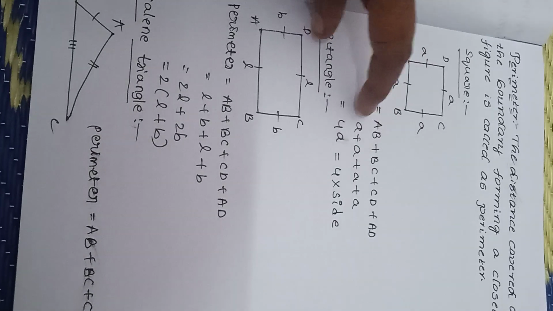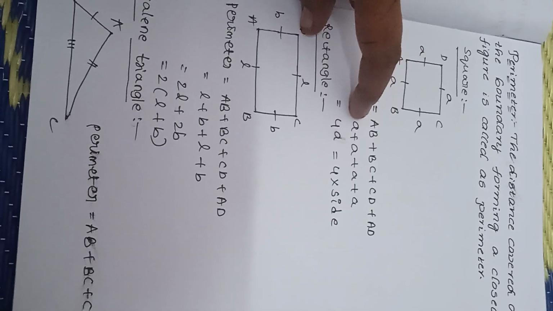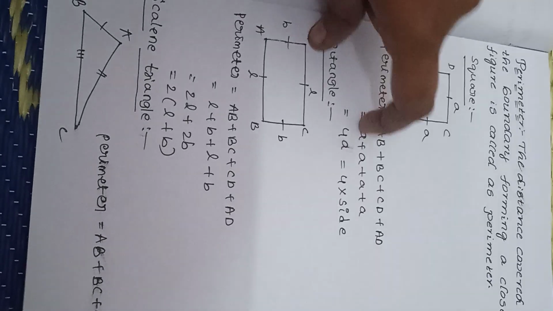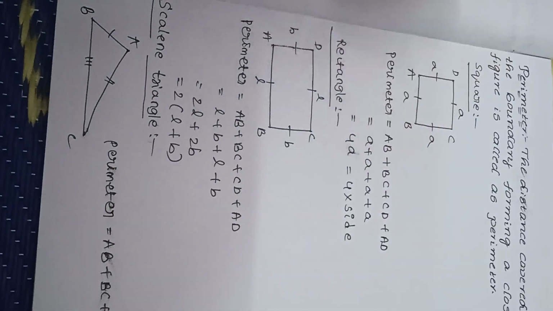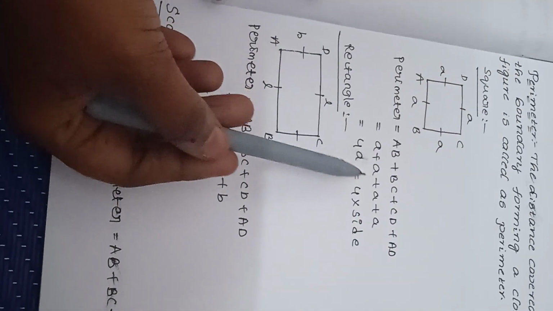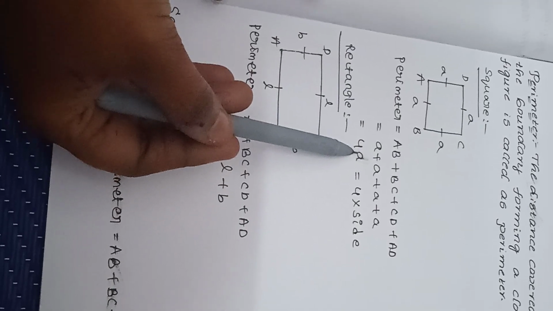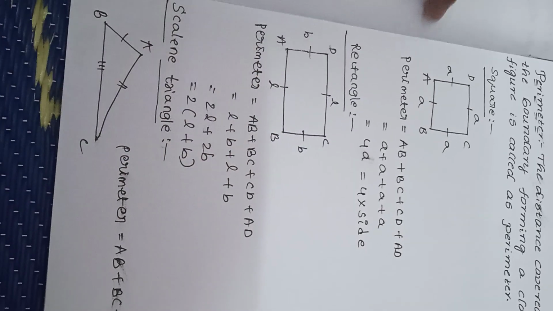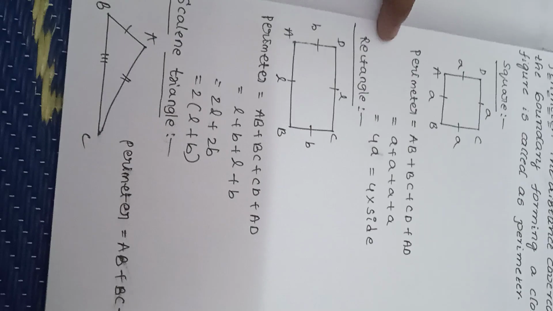So these all are like terms. So this A coefficient is 1 only. So for all, one only coefficient. So A plus A plus A plus A is 4A. So here A is side. 4 into side is the perimeter of the square.